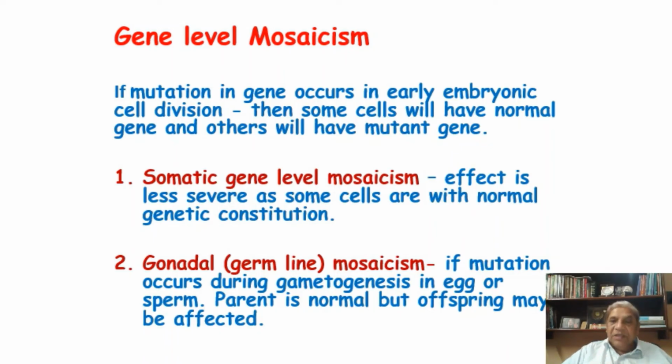Why are the parents normal? Because all their billions of somatic cells are absolutely normal. This was a new mutation which has taken place at the time of the formation of the sperm or the ovum. So it is not affecting the parents. This is an abnormal sperm or ovum which will affect the offspring after fertilization. So these are the gene level mosaicism, due to mutation or change in the gene.